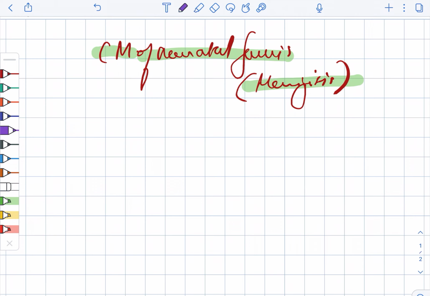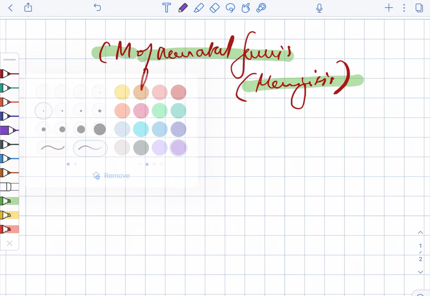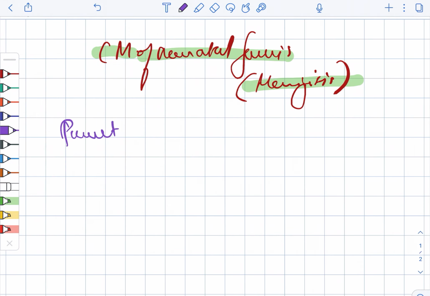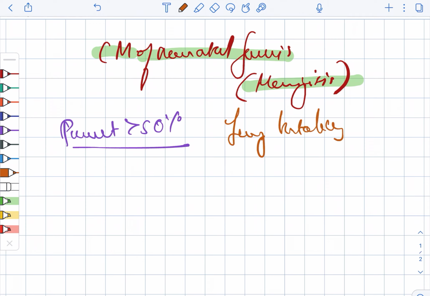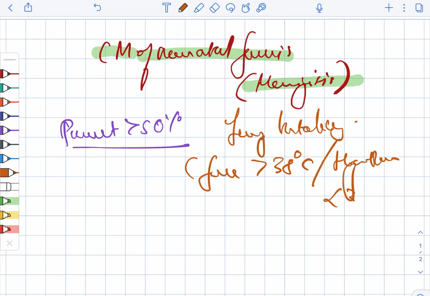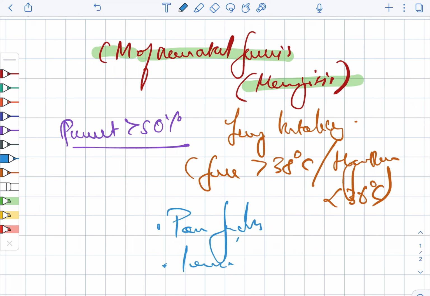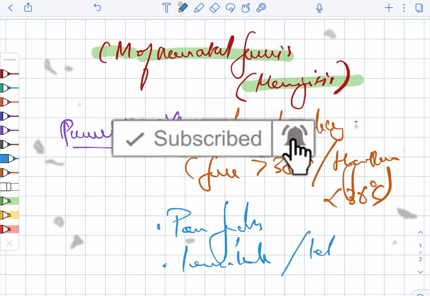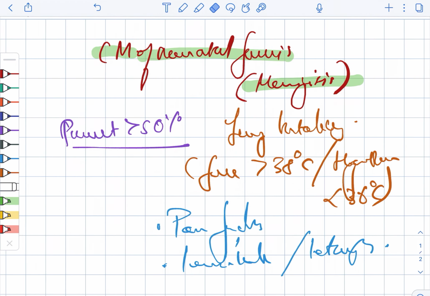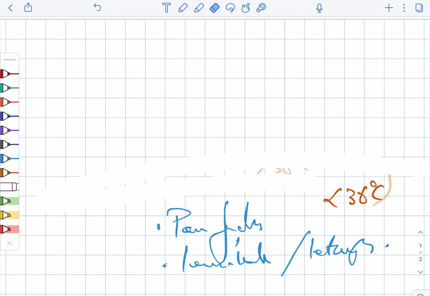Clinical manifestations of neonatal sepsis, including meningitis. In cases where it is present in greater than 50% of cases, there is temperature instability, either fever, which is greater than 38 degrees Celsius, or hypothermia, which is less than 36 degrees Celsius. There is also the presence of poor feeding and lethargy.